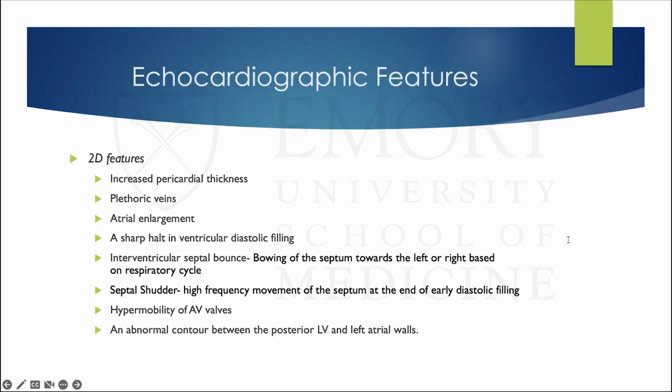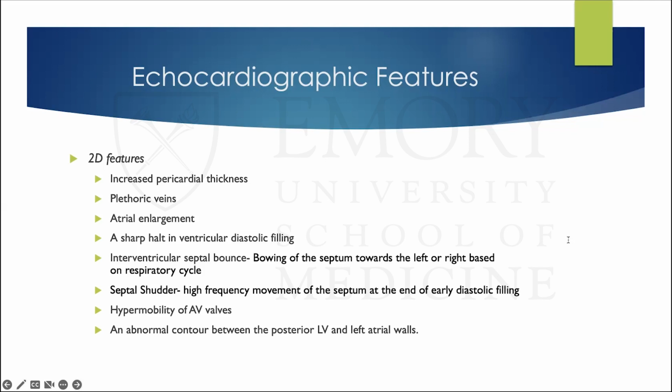So we'll dive into some of the features that you might see of constrictive pericarditis on different imaging modalities. When you're looking at echo on 2D, it's not the best for assessing pericardial thickness, but you can sometimes appreciate that. You can see plethoric veins, atrial enlargement, that septal bounce that we talked about, where your septum bows either right or left, depending on the respiratory cycle.